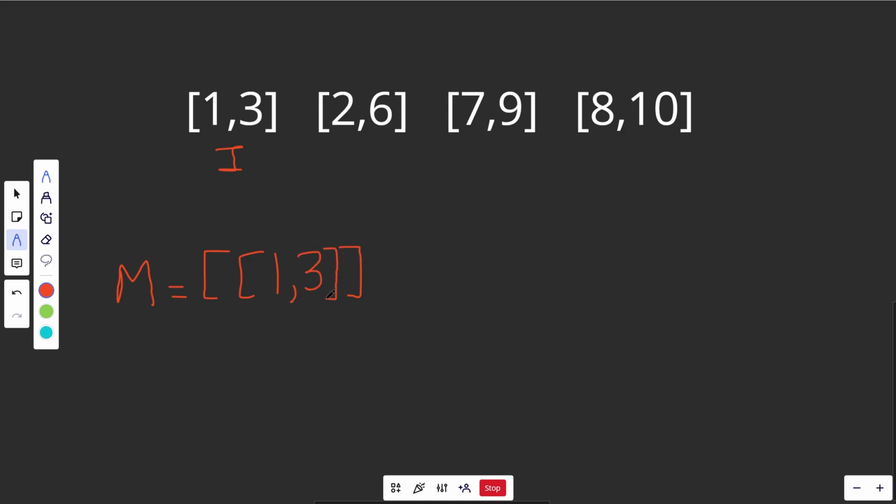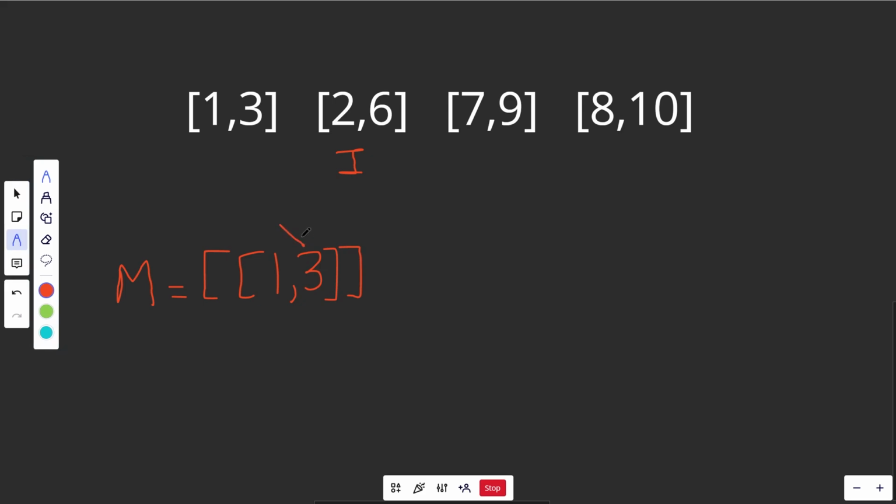Let's just put interval I in here. Okay, let's look at the next interval, 2 and 6. Is there overlap now between our current interval I and the last interval we just merged? Well, we have 1 and 3. Okay, there is overlap because that condition holds.